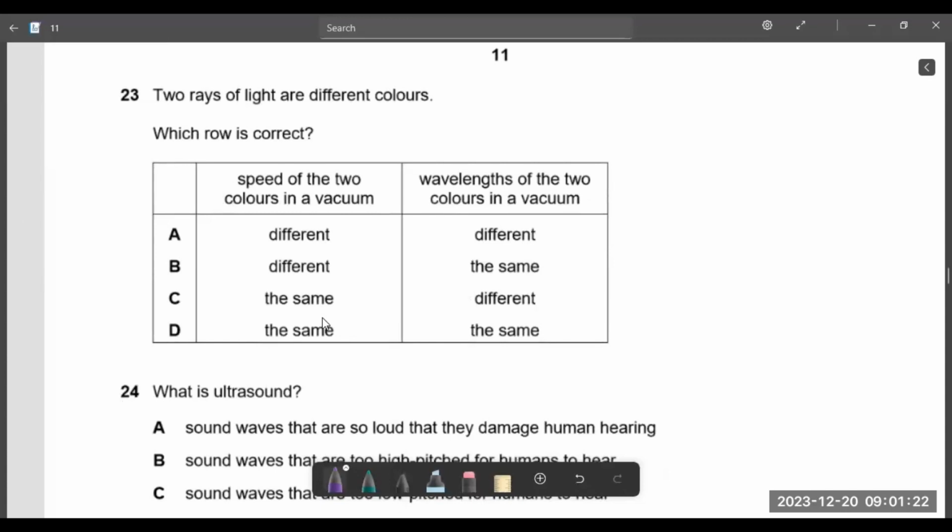Two rays of light are different colors. Which row is correct? The light is part of the electromagnetic spectrum, and the quantities given are speed and wavelength. The speed of all waves inside the electromagnetic spectrum will be the same, so it will remain the same, but the wavelength will be different. So the right choice is C. That means frequency will be different and wavelength will be different.